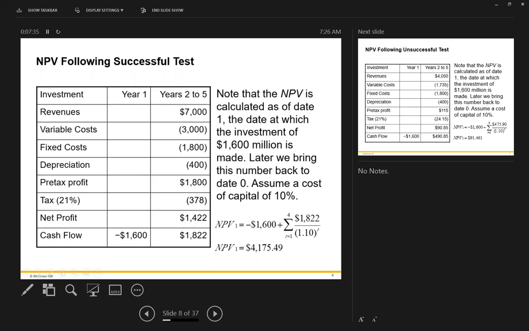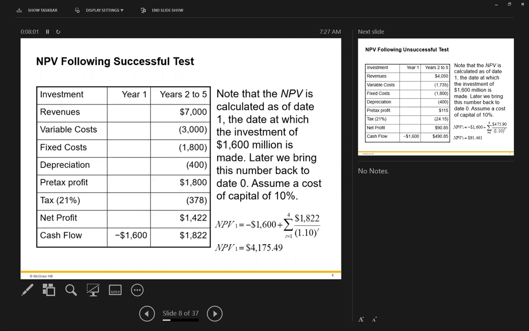If we add back the depreciation to our net profit, remember that's one way of getting operating cash flow. So this company's operating cash flow each year will be $1,822. What we want to do now is solve for net present value. Note the net present value is calculated as of date 1, not date 0.